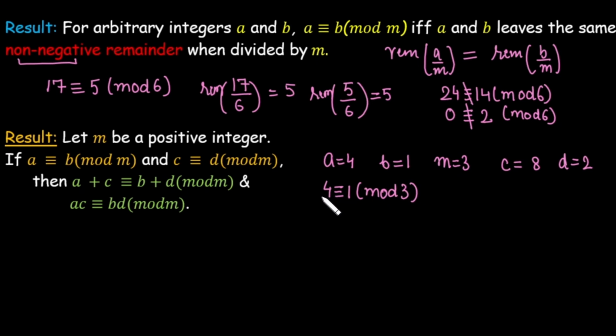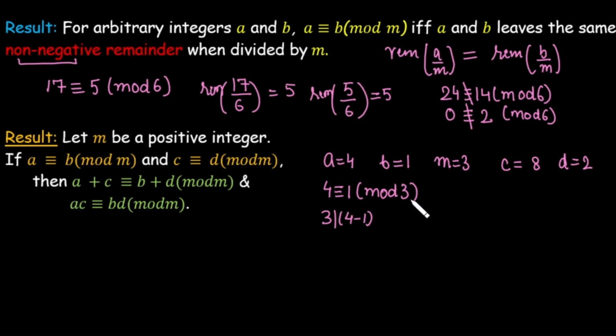Yes. How? Either we can use the definition. Definition says that 3 divides 4 minus 1. Whether this is true? Yes. Second, we can use the result whether both side remainders are same when divided by 3.